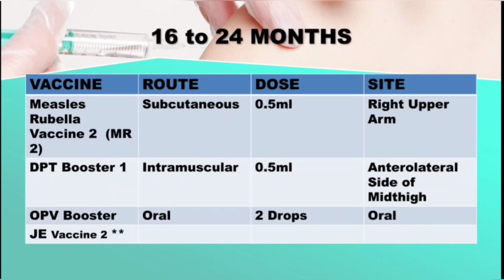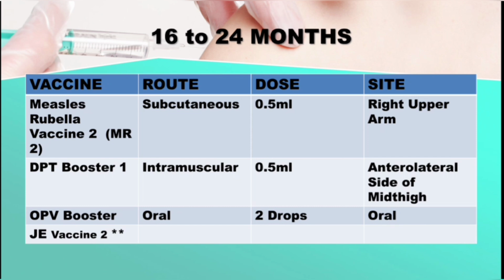Now coming to 16 to 24 months of age, the vaccine which is given is MR2, measles rubella vaccine 2. It is given subcutaneously, 0.5 ml, right upper arm. See, measles vaccine we always have to give subcutaneously. We dissolve it in distilled water, sterile water, and the BCG vaccine we dissolve in normal saline. The BCG vaccine comes in the freeze-dried powdered form, and we dissolve it in normal saline. Measles is a live vaccine, and it is given subcutaneously, and this injection is dissolved in the sterile water.